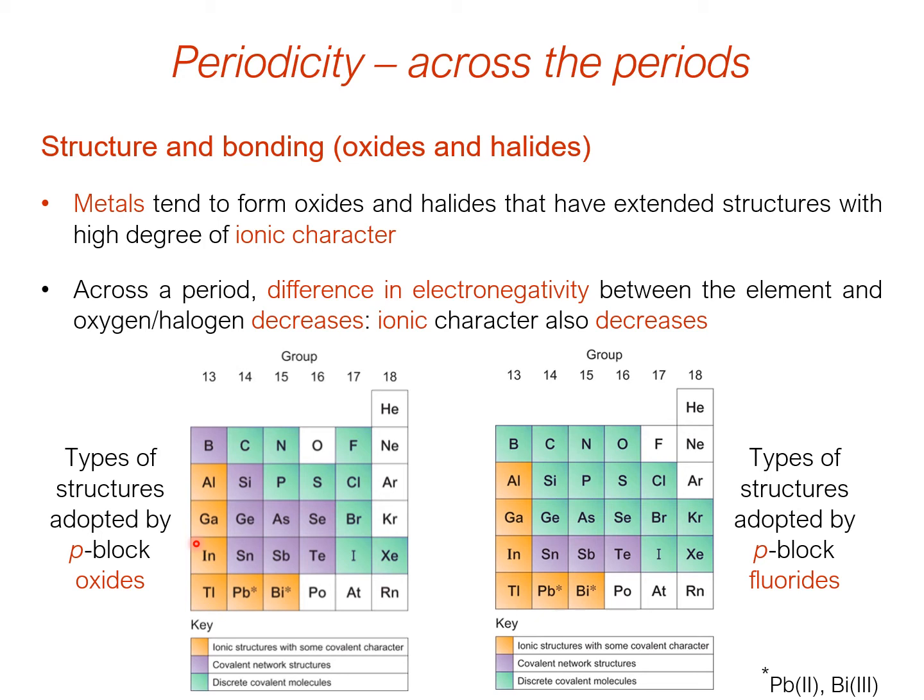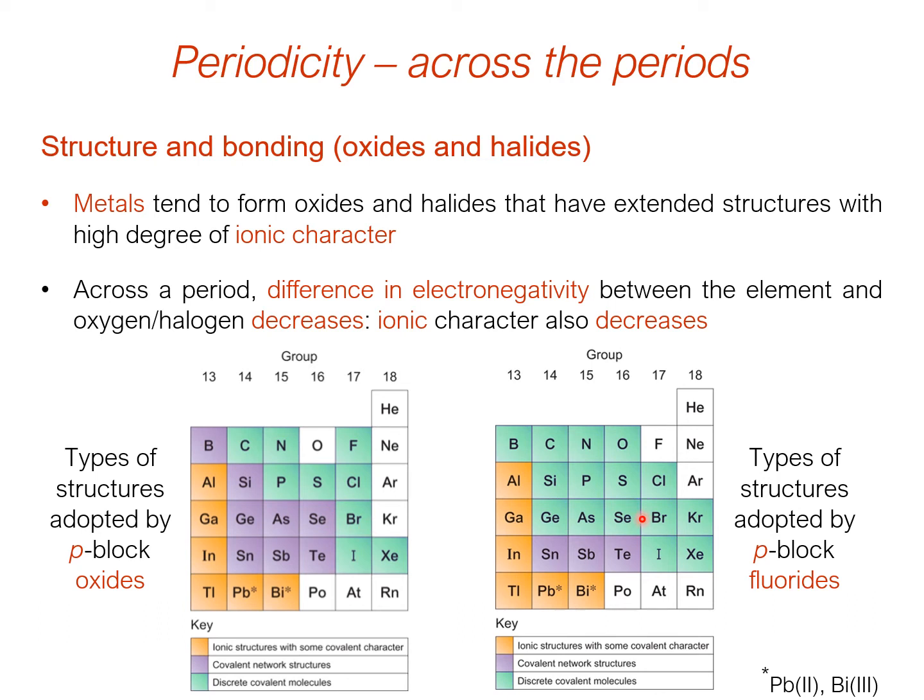As we go across a period, the difference in electronegativity between that P block element and the oxygen or the halogen decreases. So then the ionic character also decreases, and the bond will become more covalent. We can see this going across, and this group's a good example, from gallium and germanium over to bromine, of the oxides. It starts with an ionic structure with some covalent character. Then we get to the covalent network structures, and then finally we have discrete covalent molecules.